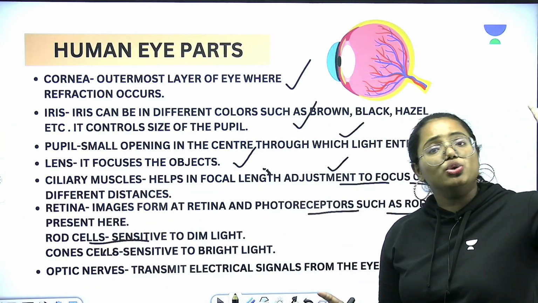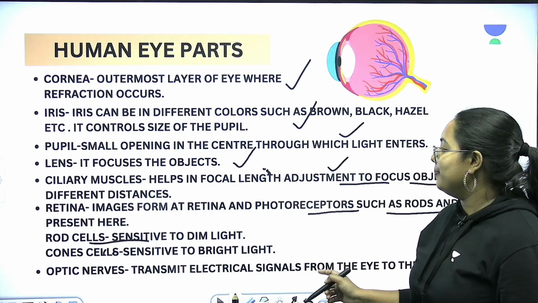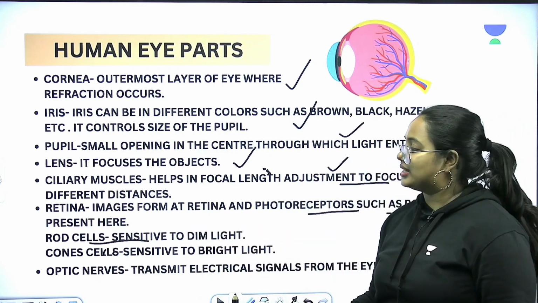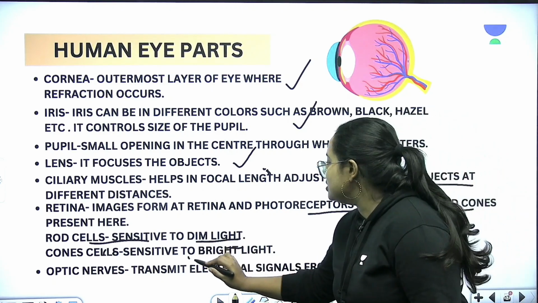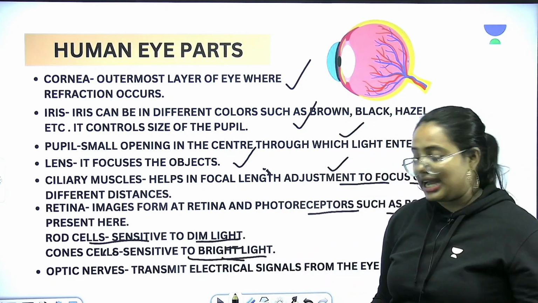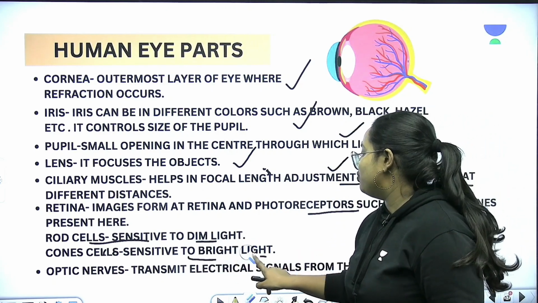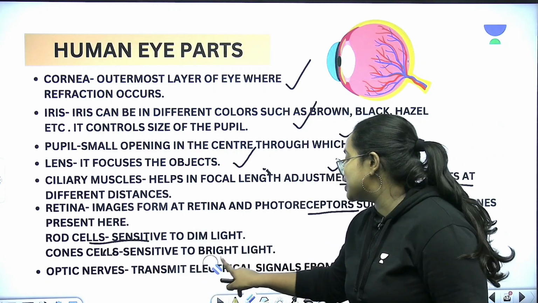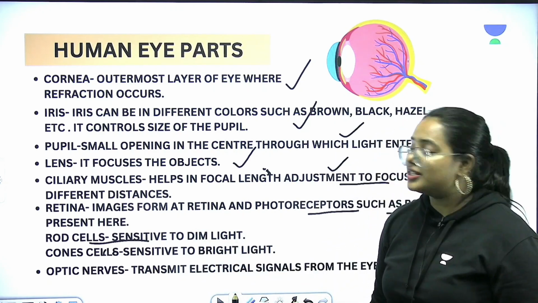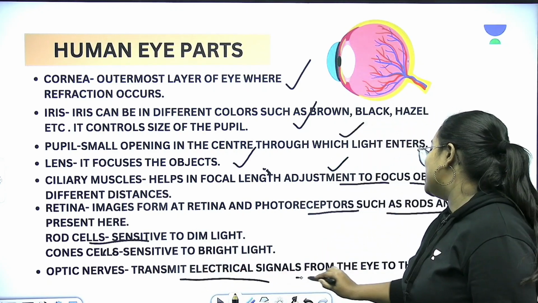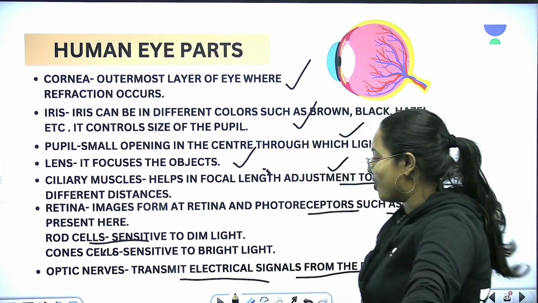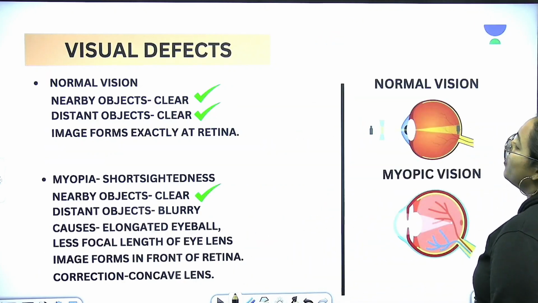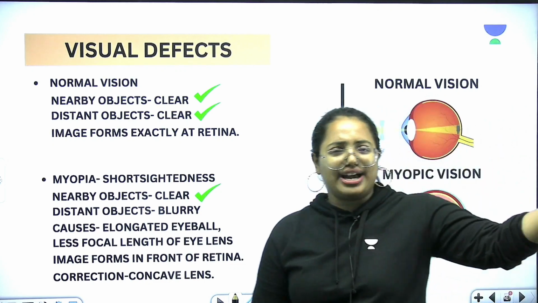Then I told you that there are photoreceptors in retina. There are mainly two types of photoreceptors. What are they? Rod cells and cone cells. Rod cells are sensitive to dim light, whereas cone cells are sensitive to bright light. Very, very important. And finally, we have to talk about optic nerves. What are these optic nerves? These transmit electrical signals from the eye to the brain. Very, very important.